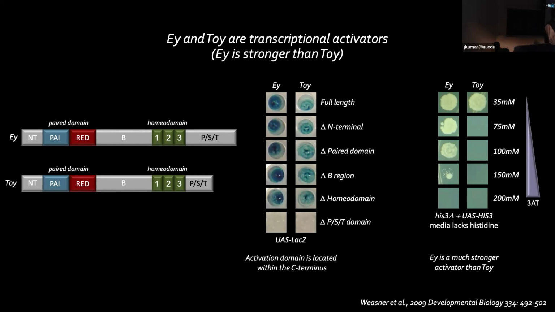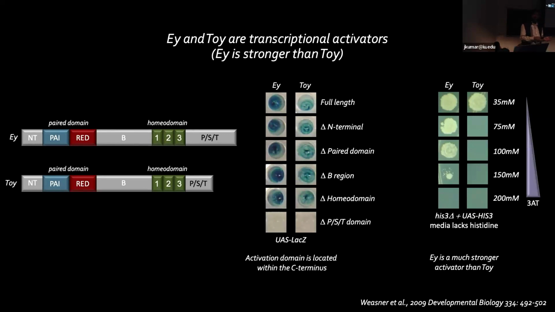But now if you grow those cells in different levels of an inhibitor, 3AT, which inhibits the histidine biosynthetic pathway, in order to get these cells to survive in increasing concentrations of the inhibitor, you need to turn on your reporter at much higher levels. So what you can see here is that as soon as you raise the concentrations of the inhibitor past 35 millimolar, Twin of Eyeless fails. It can't activate strongly enough, and you no longer have any cells survive. However, Eyeless can do it all the way up to about 150 millimolar concentrations, suggesting it is about 5 times stronger in activation strength.